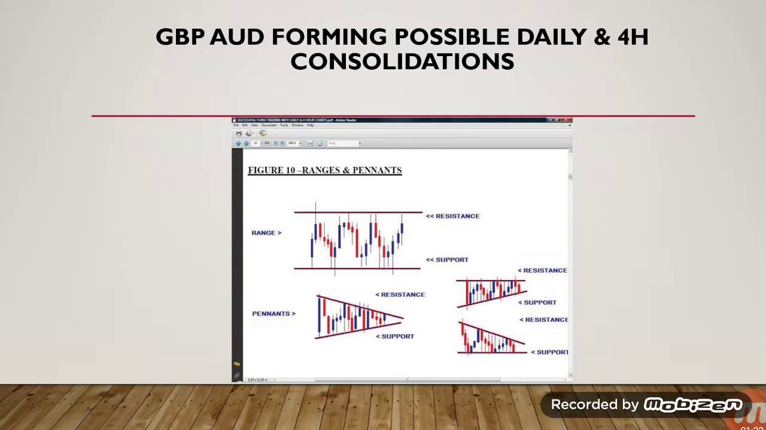Now, the pound Aussie dollar appeared to be forming 2 types of consolidations. One, a larger consolidation set up on its daily chart, and a smaller one in the short term on both the daily chart as well as the 4-hour chart.